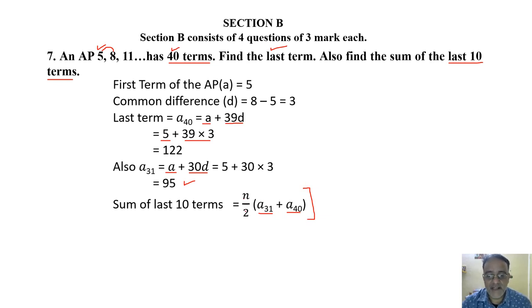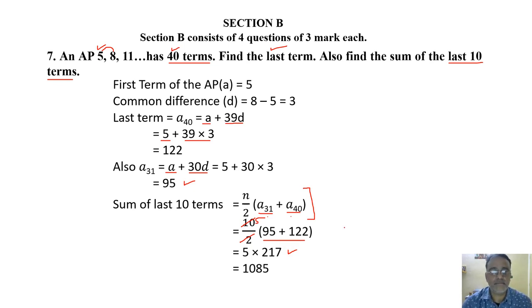Yes, sir. Right. So 10 by 2, 95 plus 122. Theek hai, ye cancel ho jayega, 5. So 5 into 217. So we are getting 1085 as the final answer. Right? Any doubt in this question? No, sir. Right. Now we are moving toward the next question.